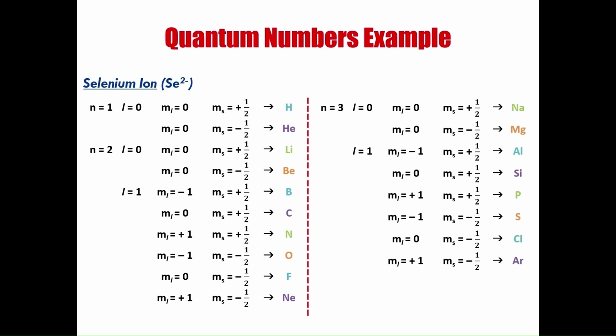So now at this point, I've filled all of the p orbitals for the third energy level. Okay, now at this point, it would only make sense to move on to the d orbitals that are now in the third energy level.